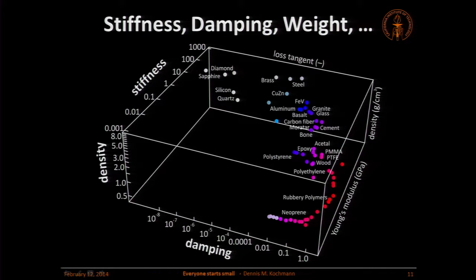The stiffer the material, the more in the back we are. On this axis, we have damping. The better the material is at damping, the more we are down here. And finally, in aerospace application, we want things to be light. So we have density or mass on the third axis. The higher we are, the heavier the material.